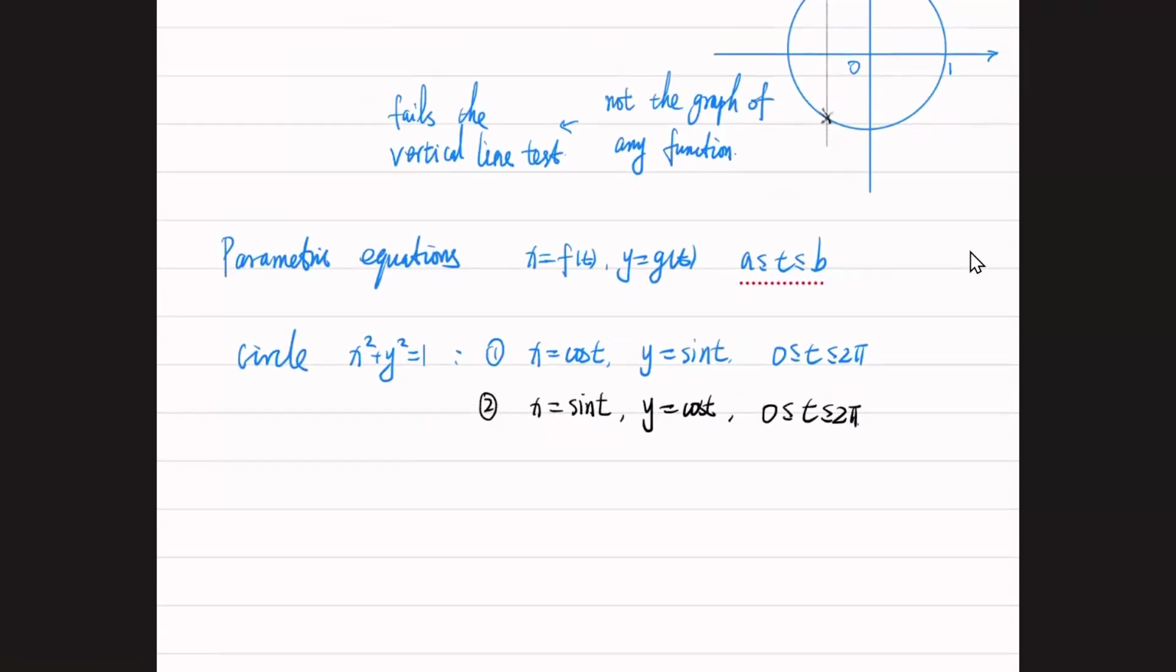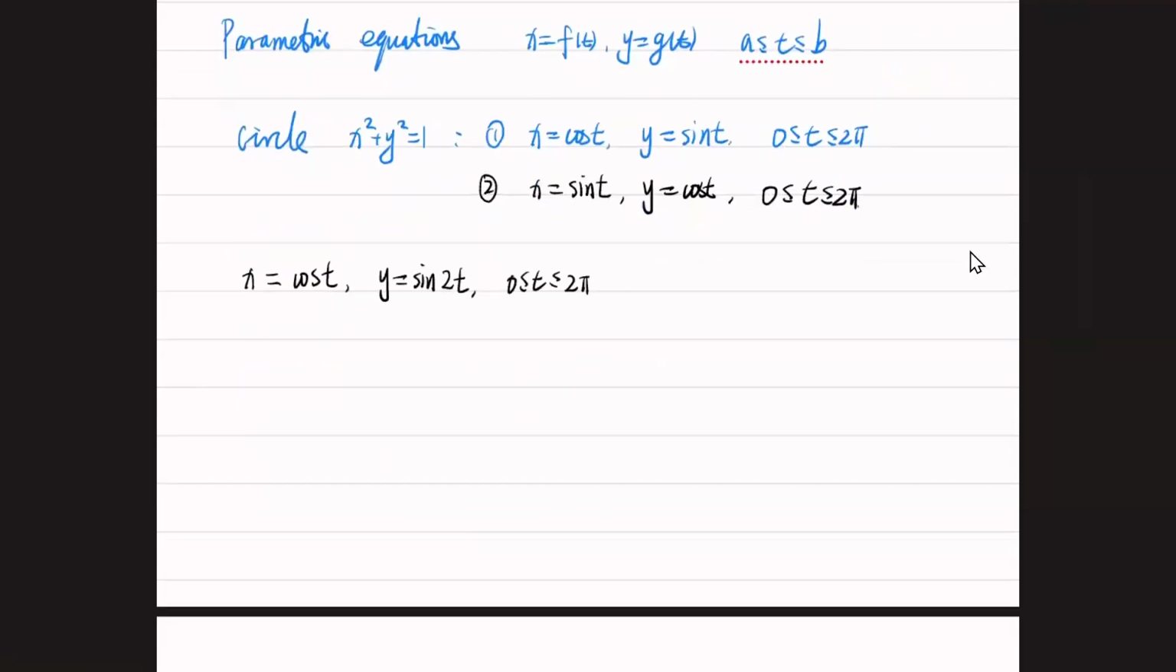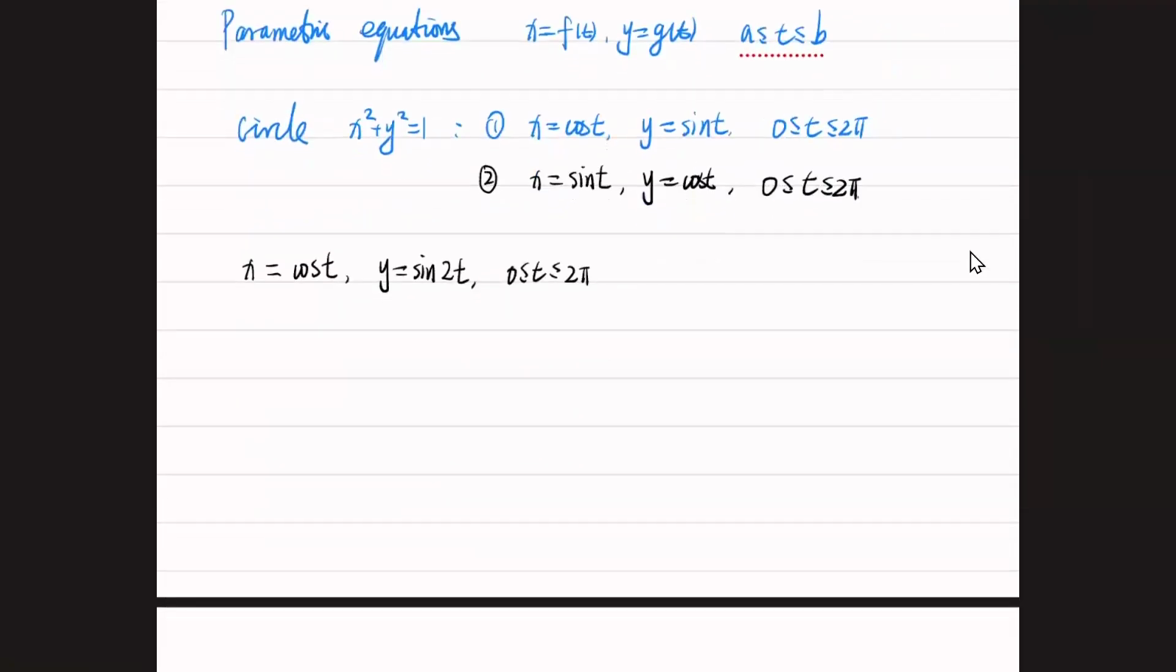Another equation. The second one is a change of the previous parameterization. We change from sine t to sine 2t. Let's guess how the curve changes.